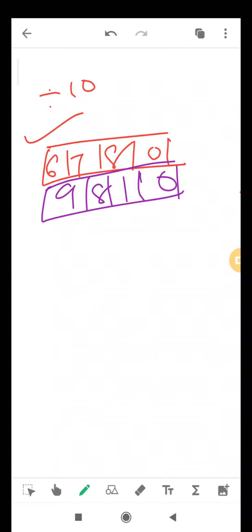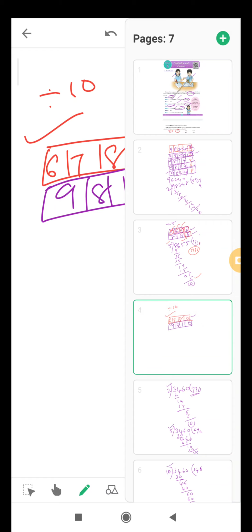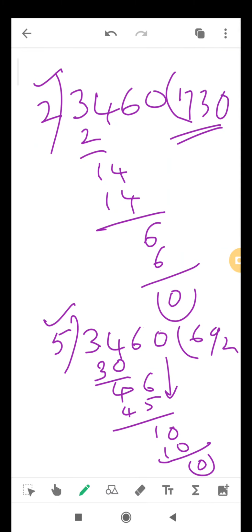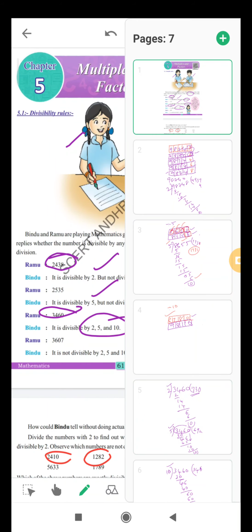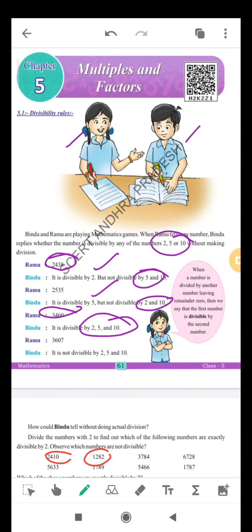Okay. Now we know that this is a multiple of 10. Similarly, what we have seen here in the previous case. So this is the multiple. This is a multiple of 5. This is a multiple of 2. So therefore, the number that divisible with the number, they are the multiples of the given number. Okay. Now we have seen this, the rule of 2, 5, 10.